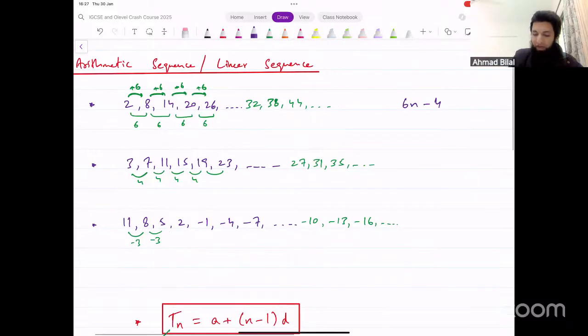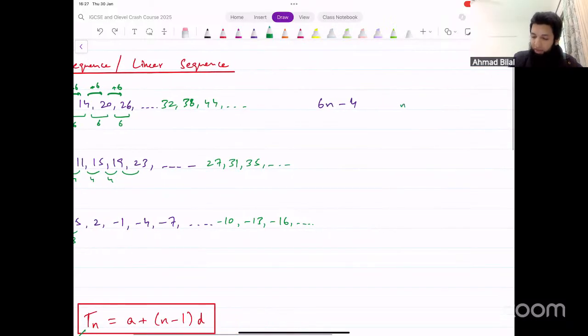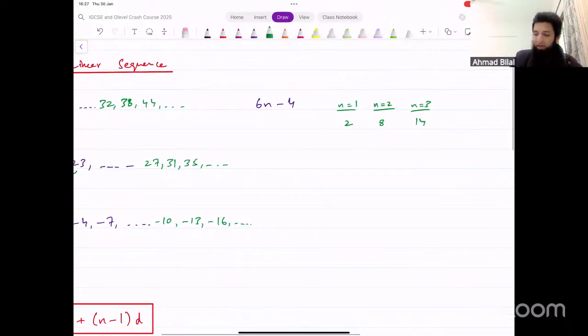Now, why is this the nth term formula? Because when I input n equal to 1 in this, what value do I get? 6 times 1 minus 4, that's 2. When I input n equal to 2 in this, what value do I get? 6 times 2 minus 4, that is 8. When I input n equals 3 in this, I get 6 times 3, which is 18, minus 4, that's 14. And so on. n equal to 4 is going to give us 20.